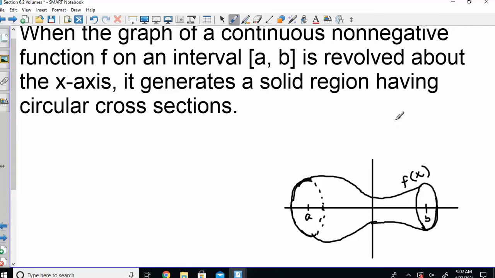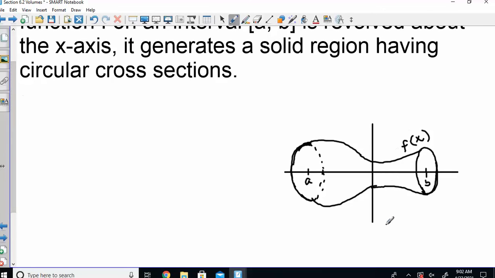However, if we take a continuous function and rotate it around an axis, you will create a circular cross section. So if we just have a nice smooth curve and you start rotating it around an axis, it creates a circular cross section every time. And so we know that the area of a circle is pi r squared.